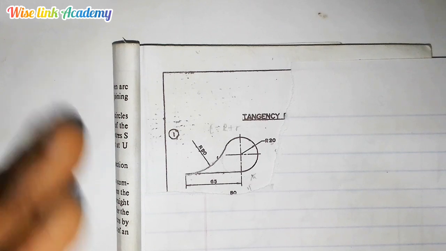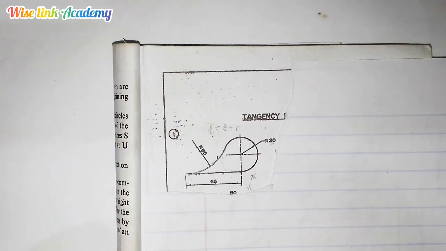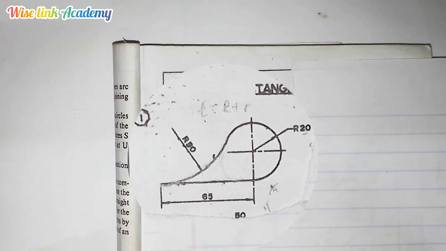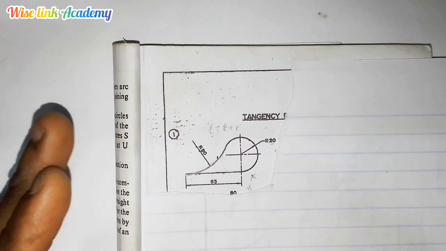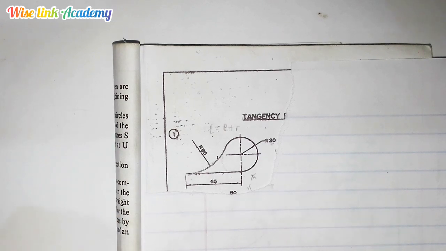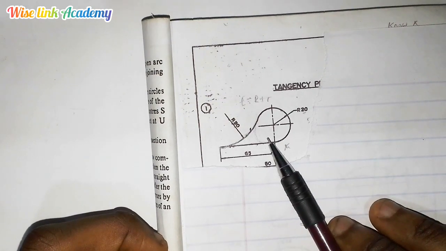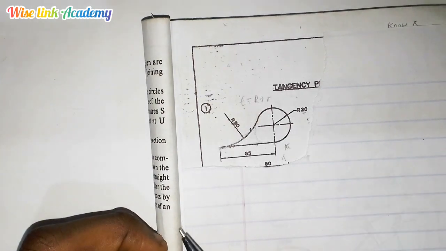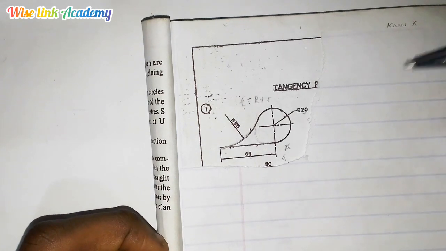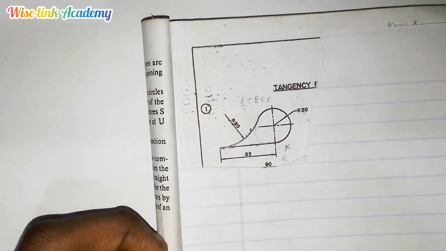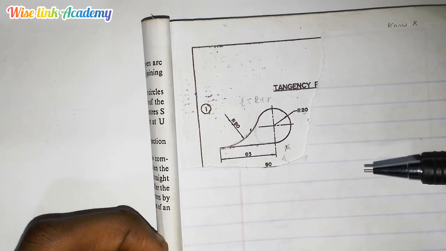I greet you, everybody. Today, we'll be dealing with technical drawing, an aspect called the tangency problem. We want to reproduce this figure. This is the tangent problem. As you can see, tangency problem. And what do we mean by tangent? Whenever you say something is tangent, it simply means that, let me show you.